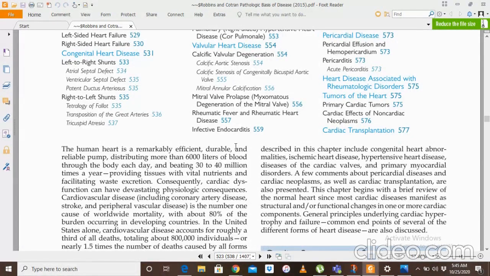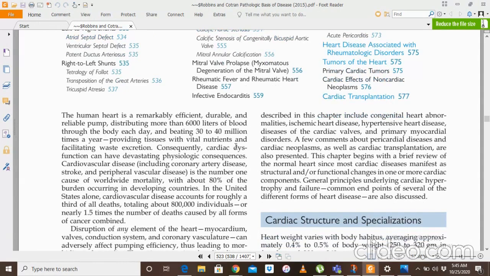Cardiovascular disease, including coronary artery disease, stroke, and peripheral vascular disease, is the number one cause of death worldwide, with about 80% of the burden occurring in developing countries. Why in the developing countries? Because of the adaptation of Western lifestyle. In the United States alone, cardiovascular disease accounts for roughly a third of all deaths, totaling about 800,000 individuals, or nearly 1.5 times the number of deaths caused by all forms of cancer combined.